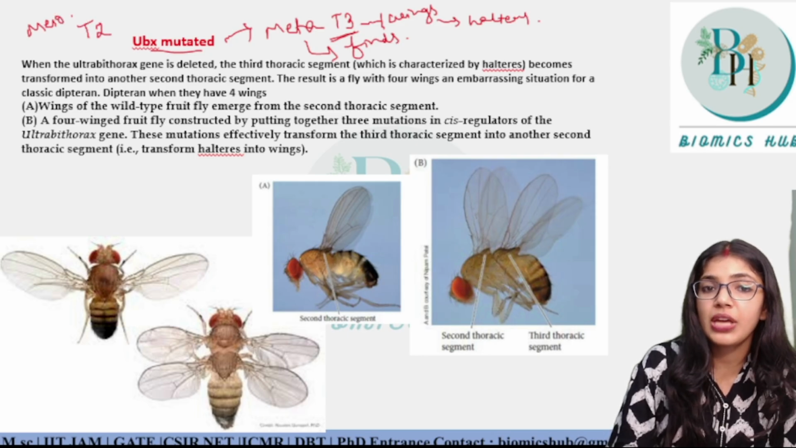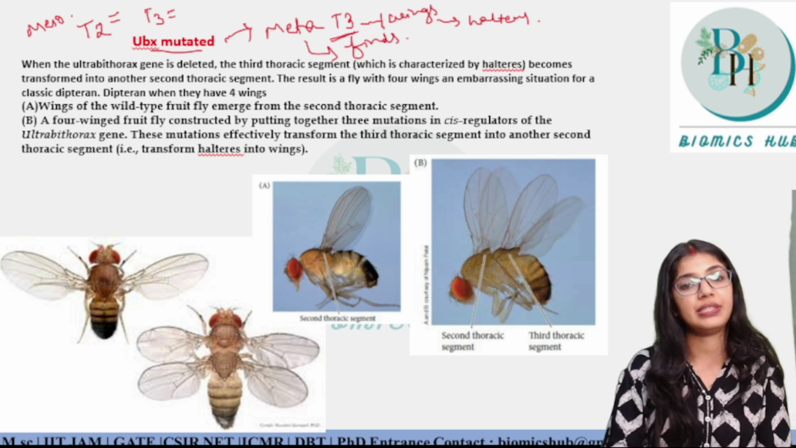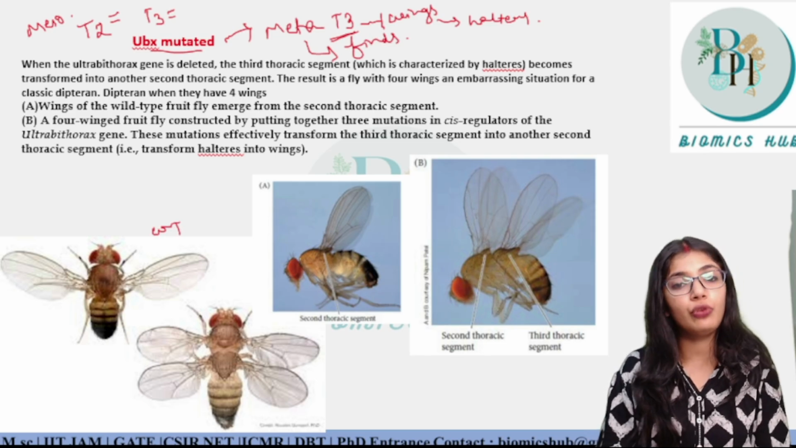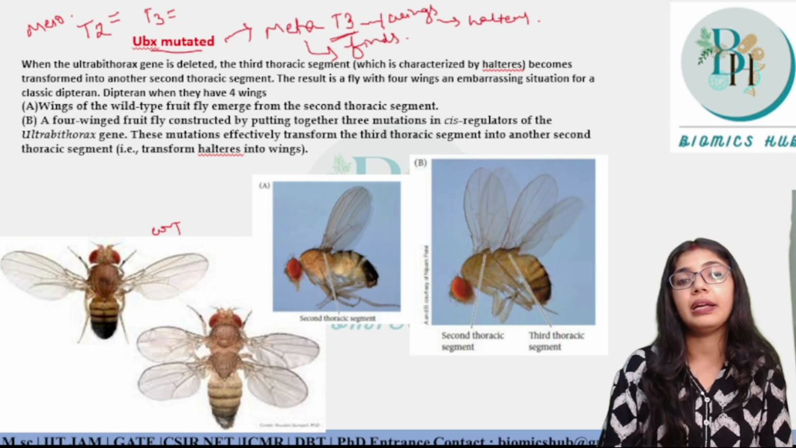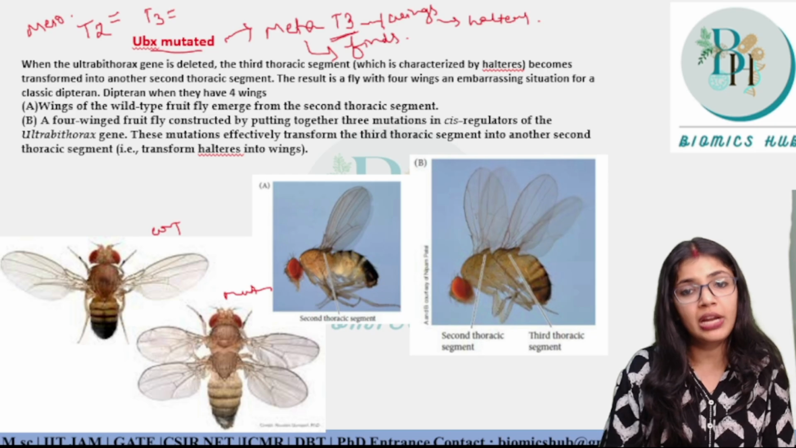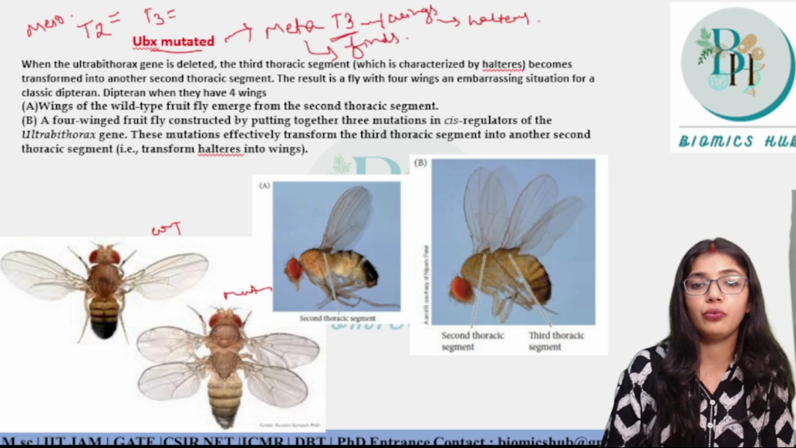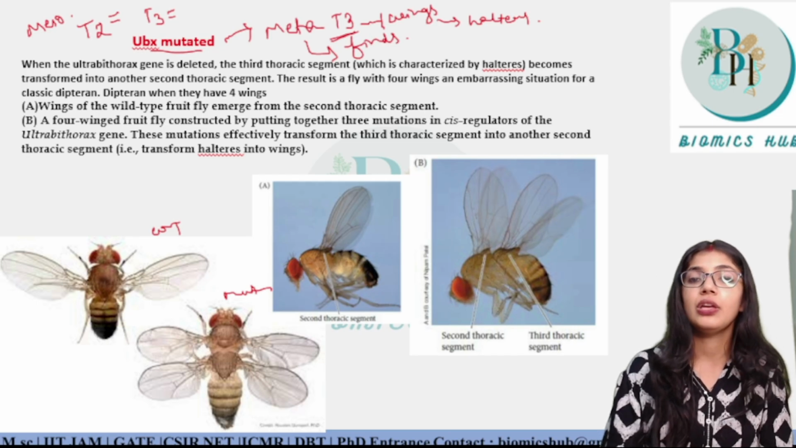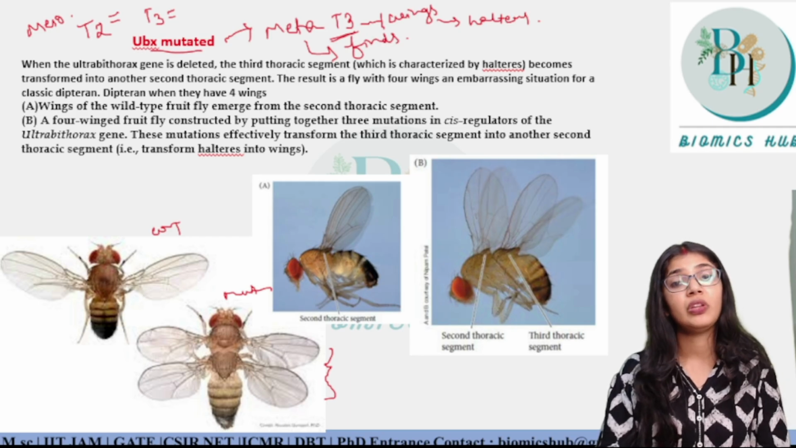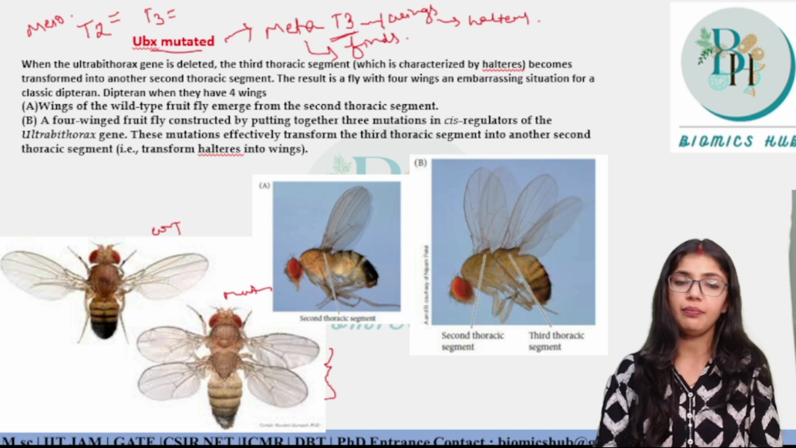So in the T2 segment there will be a pair of wings, and in the T3 segment also there will be a pair of wings. Here we can see the normal wild type Drosophila, where there are two wings in the T2 segment. But in the UBX mutated Drosophila, a pair of wings is present in the T2 segment as well as a pair of wings in the T3 segment. These two are equal, which will create problems for the Drosophila. So there are four wings present.